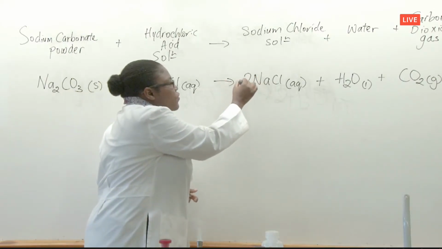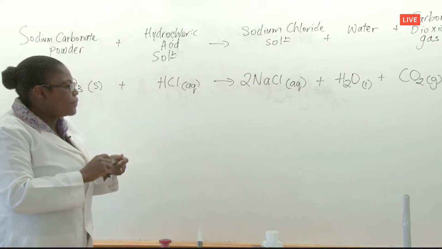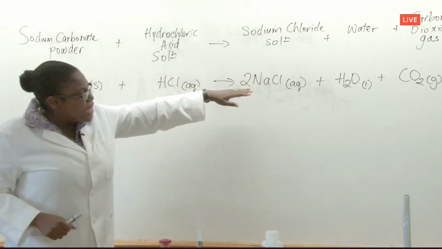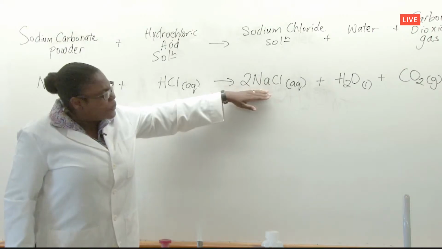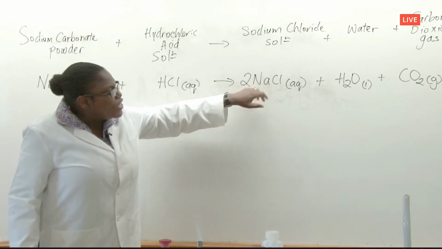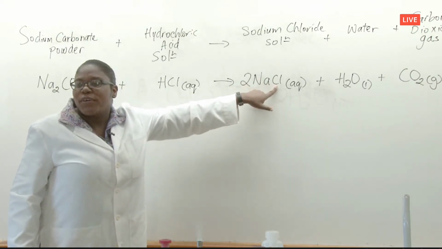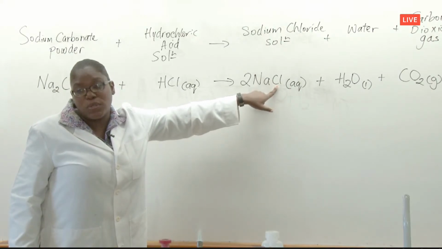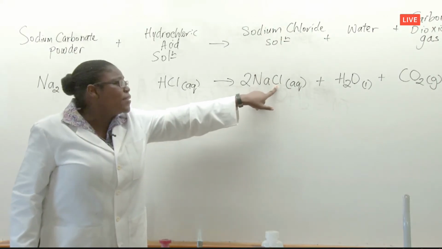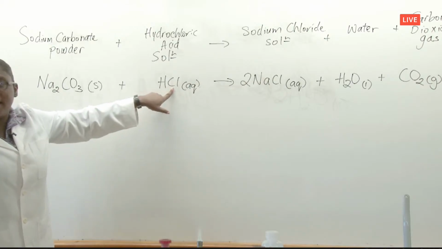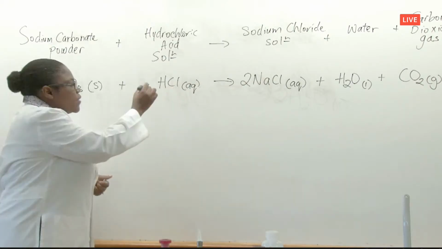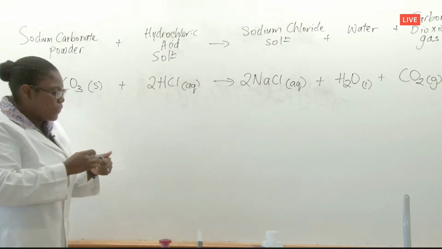Place a 2 in front of the sodium chloride. Now when I did that, always look at what you've done. When I did that, I changed the number of chlorines as well. So now I have 2 chlorines, so I have to go back and balance the chlorines. So how many chlorines here? 1, I need 2, so I have to place a 2 here.